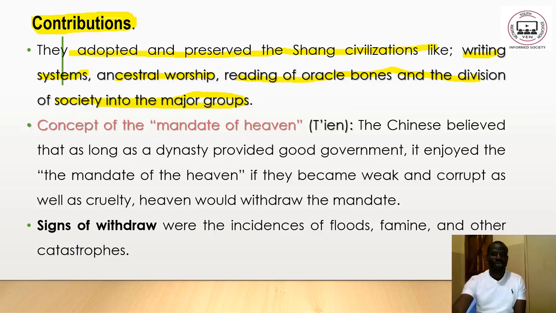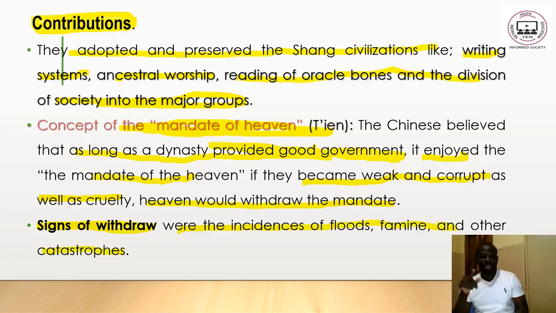And also the concept of the mandate of heaven was maintained. The Chinese believed that as long as a dynasty provided good governance, it enjoyed the mandate of heaven. And if they became weak and corrupt, as well as cruel, heaven would withdraw their mandate. The signs of withdrawal were incidences of floods, famine, as well as catastrophes.